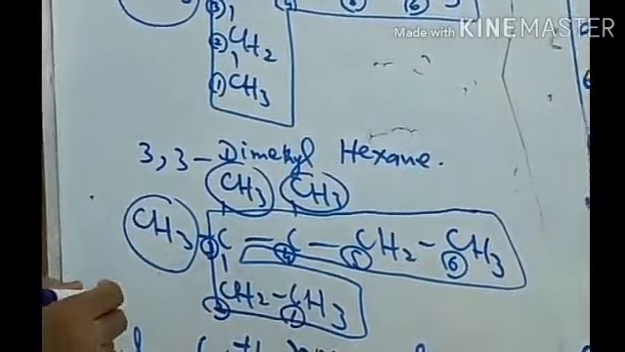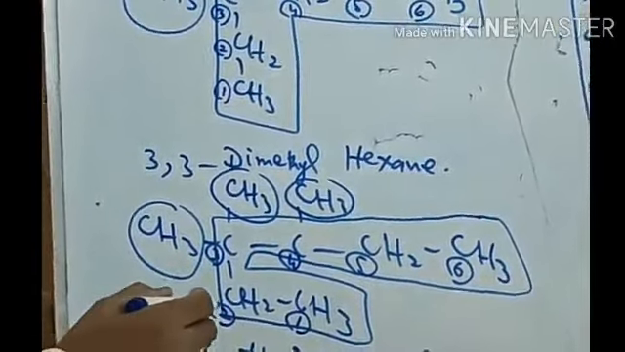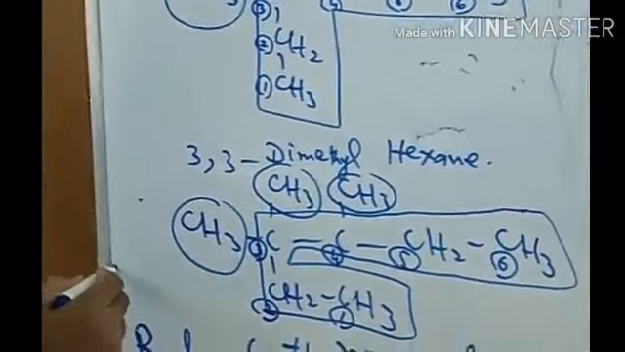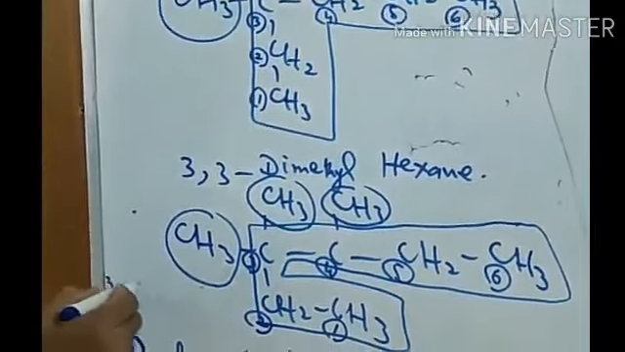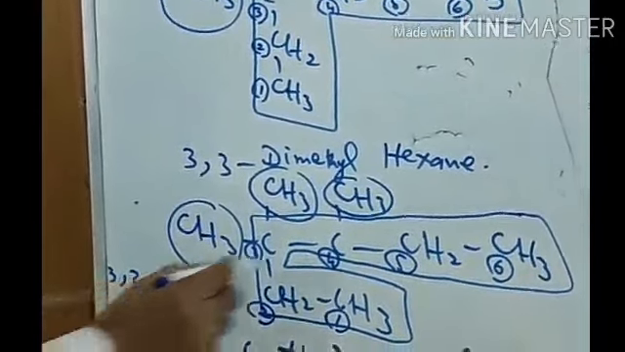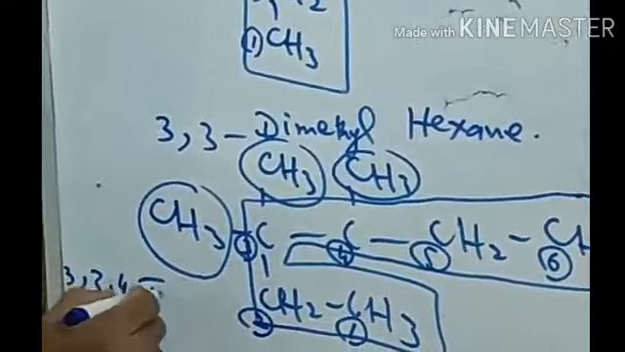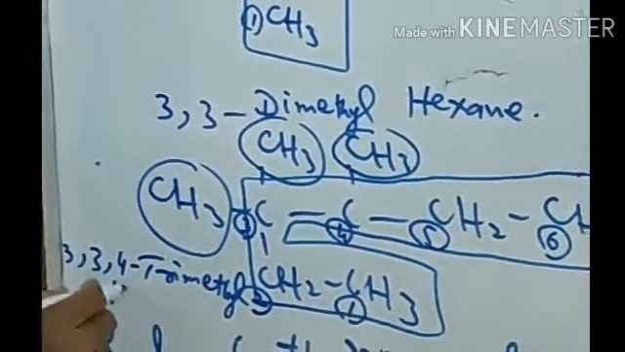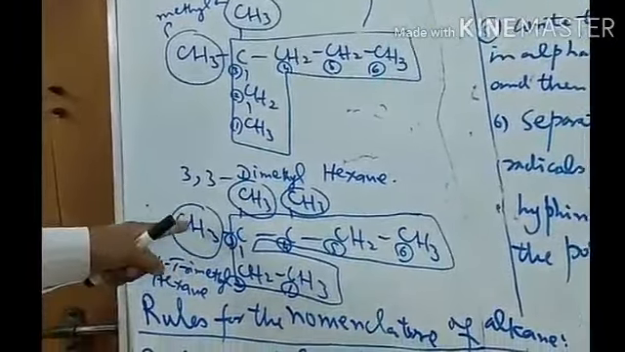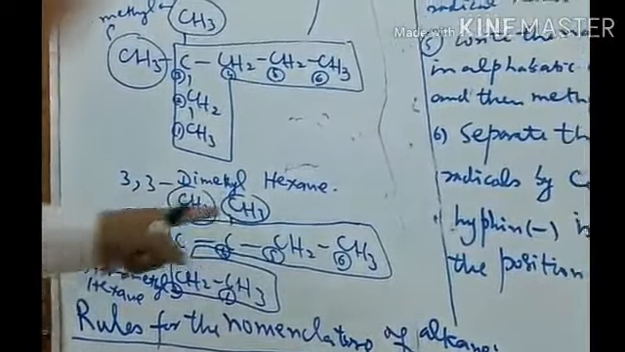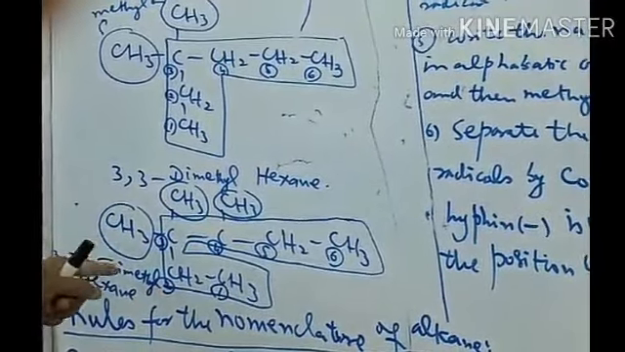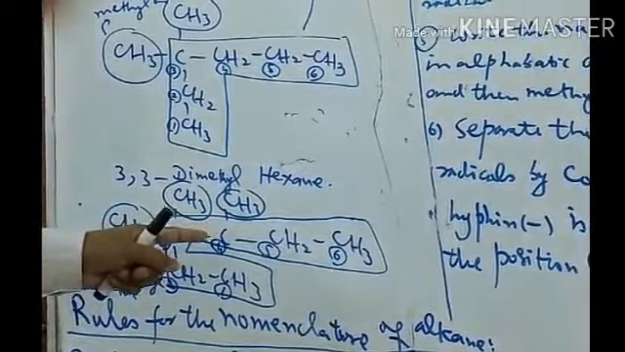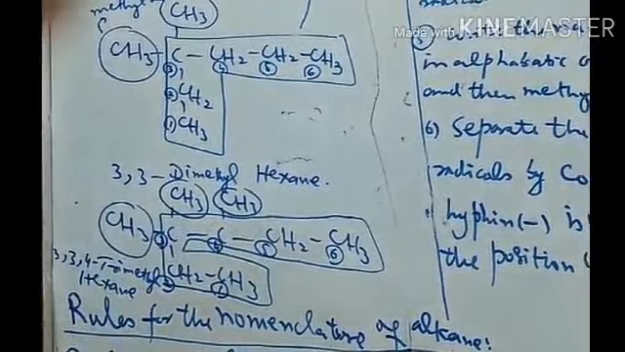Now write the position. That is in this case, the position is 3, 3, 4. 3 means that is trimethyl. 6 carbon means that is the hexane. This is the 3 position. This is the 4th position. Since we have the 3 methyl, so we may write as trimethyl. 6 is the parent chain.